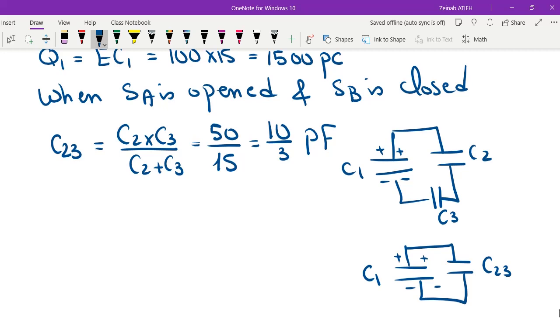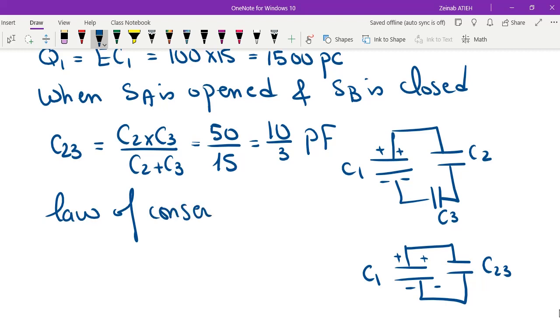C23 had charge 0, which I will call Q230. After we reach equilibrium, C1 will have charge Q1 prime and C23 will have charge Q23 prime. Okay, so there's a relation between our charges before equilibrium and charges after equilibrium, and we have to find these charges. So first we apply the law of conservation of charge.